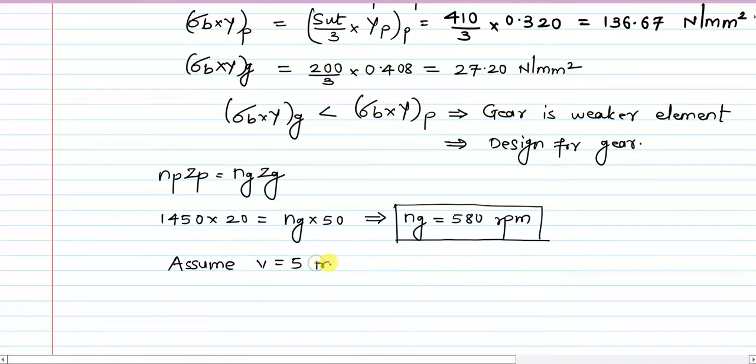And like I have already said in the previous numerical as well, you can also assume, let us say, 7 meter per second, 7.5 meter per second. Still, it is not an issue. The velocity will correct itself afterwards once you have arrived at some solution. So let us say velocity v is equal to 5 meter per second. So because of this, the velocity factor Cv becomes 3 upon 3 plus v, which is nothing but 3 upon 3 plus 5, so that is 3/8.